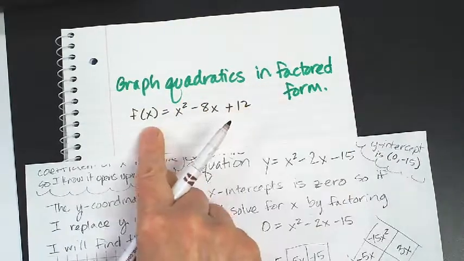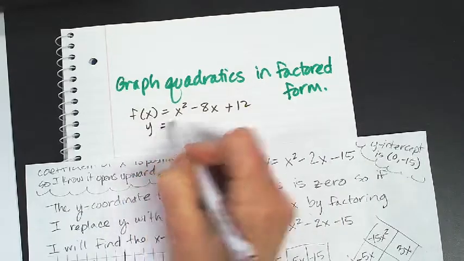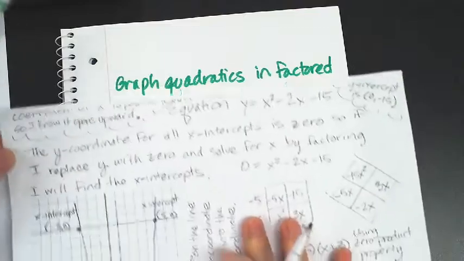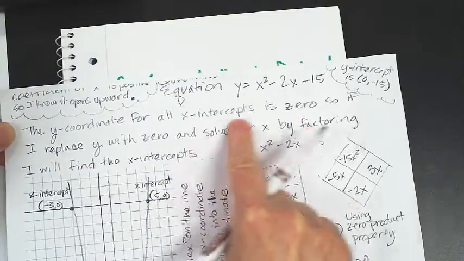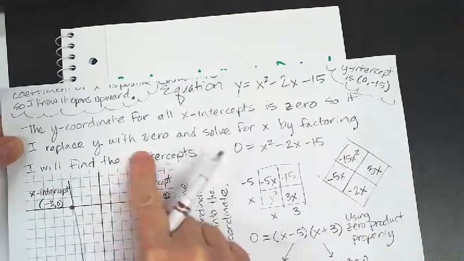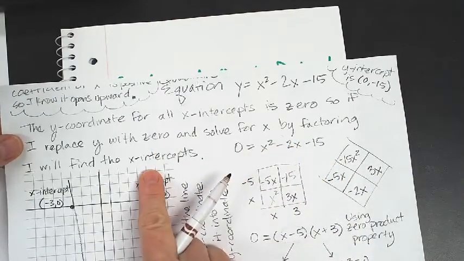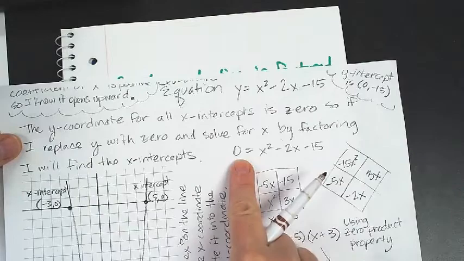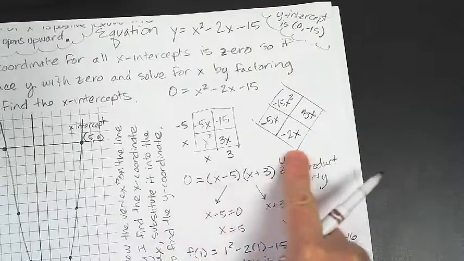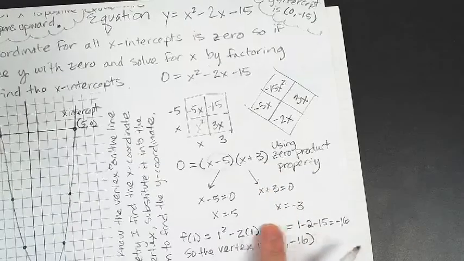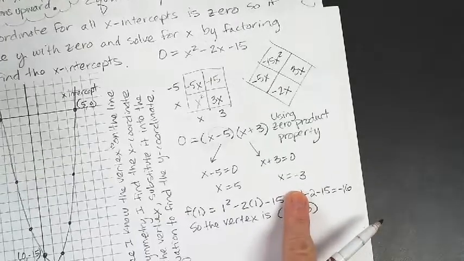Remember, this is just another way of saying y equals x squared minus 8x plus 12. So if my y coordinate for all my x-intercepts is 0, I replace y with 0, solve for x by factoring. That's going to give me my x-intercepts. So I'm replacing y with 0. I'm factoring using an area model. I'm using zero product property with those two factors to get my two x-intercepts.